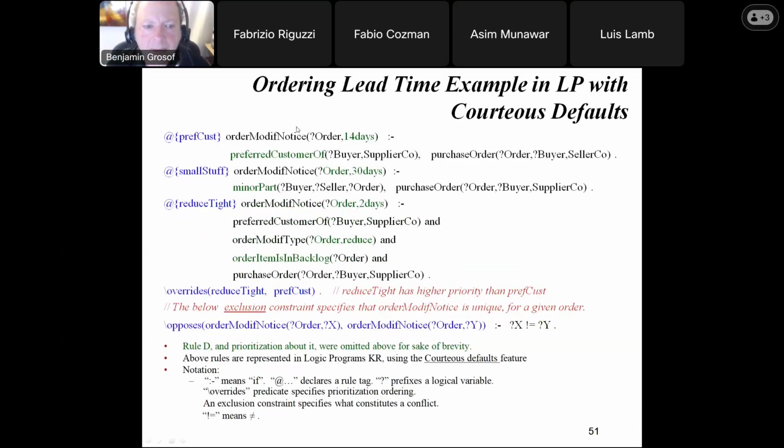So that can be encoded straightforwardly. This is using Ergo type syntax here. And we express prioritization between rules using a special syntactically reserved predicate, the syntactic reserving being indicated by a backslash, overrides, that say the 2-day rule, which we've called reduced tight, has precedence over the 14-day rule, which we called pref cust here.